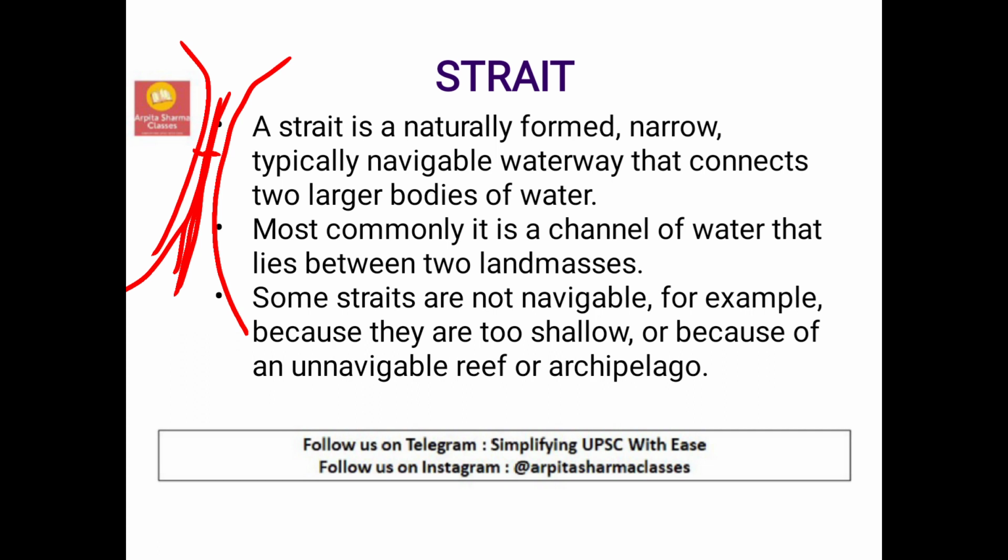Most commonly, it is a channel of water that will lie between two land masses. Some straits are not navigable because they are too shallow, for example the Sunda Strait present in the Indian Ocean region, or because of unnavigable reefs or archipelagos, as there will be very small islands in that strait. There can also be coral reefs, because of which it will not be navigable.